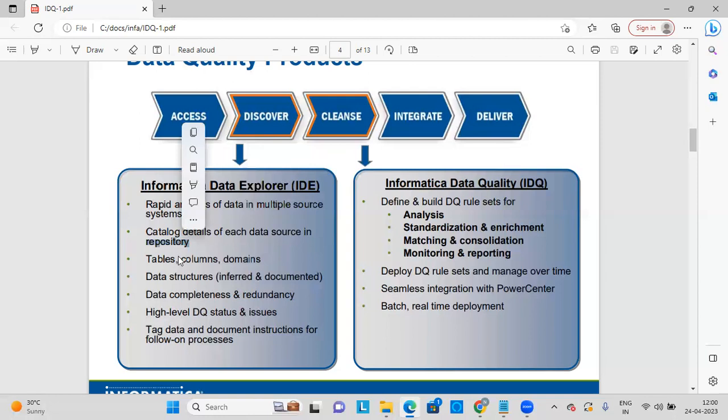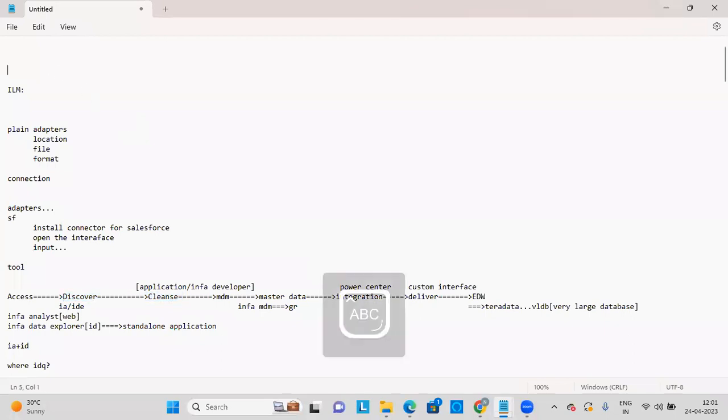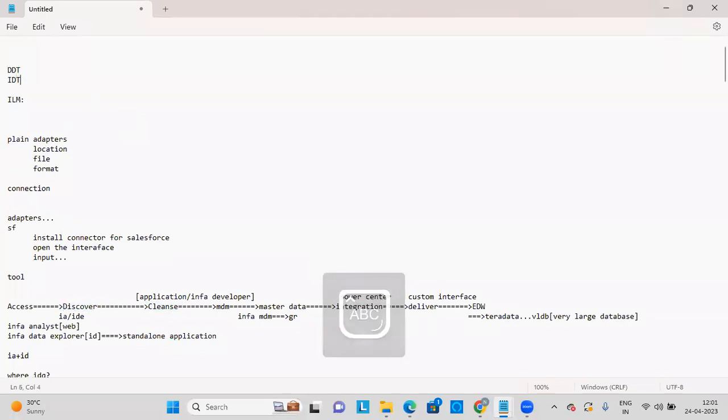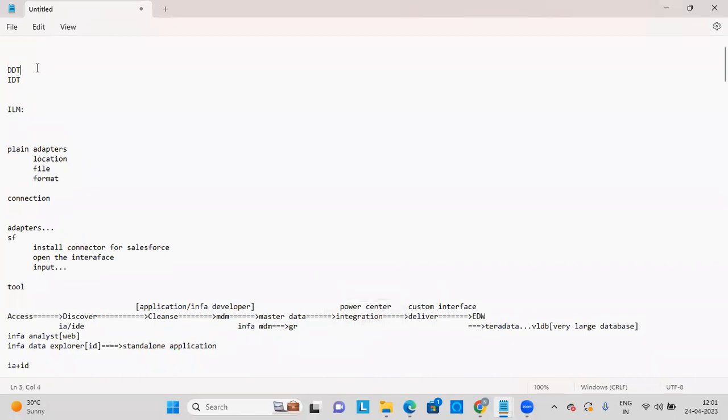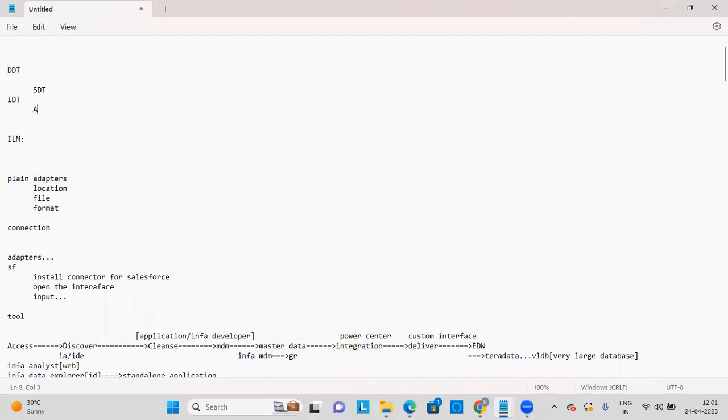So now the next bullet point is data structures. Remember, guys, in the analysis layer, we have two types of data structures. One is the documented data type, in short DDT, and the other is IDT, which is the inferred data type. So DDT we can also call the source data type, and IDT we can also call the actual data type. Remember this: this is a projected one, this is an actual one.